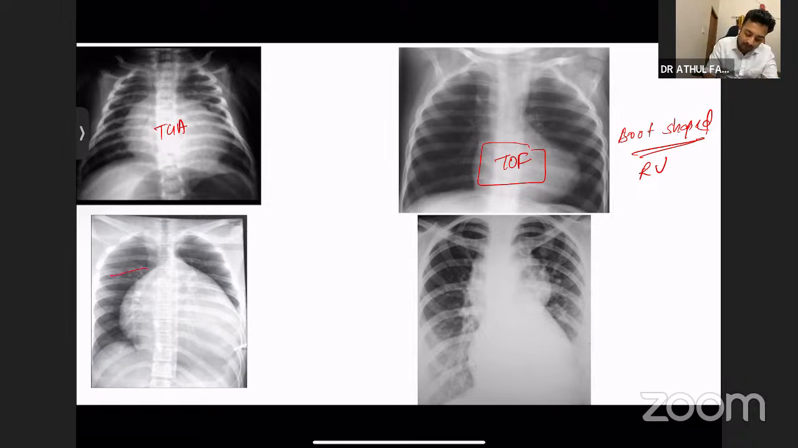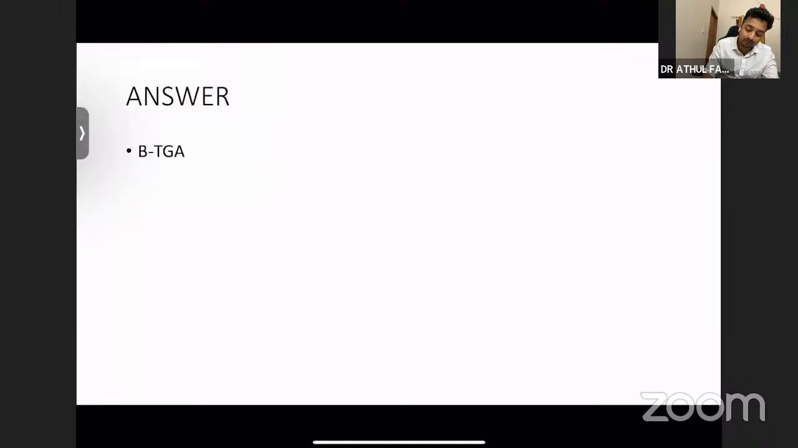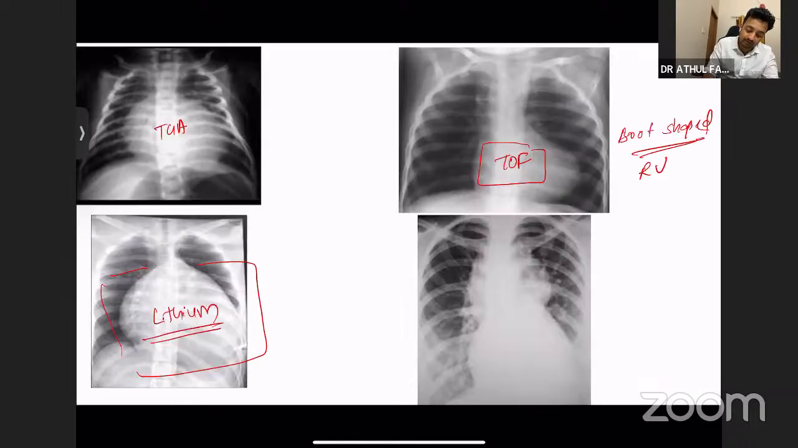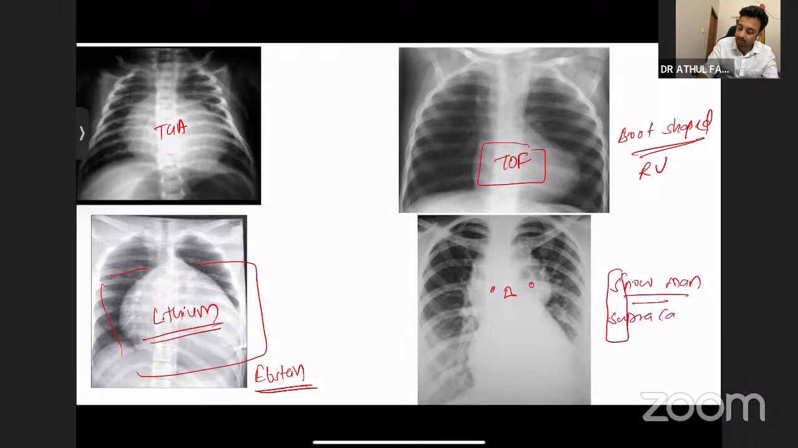This is a box-like enlarged heart seen in which condition? This can be associated with lithium intake in pregnancy. So what is the diagnosis? Epstein's anomaly. This is a case of Epstein's anomaly. And this is the classical snowman appearance of a supracardiac type of TAPVC.